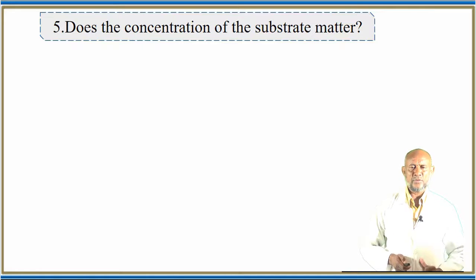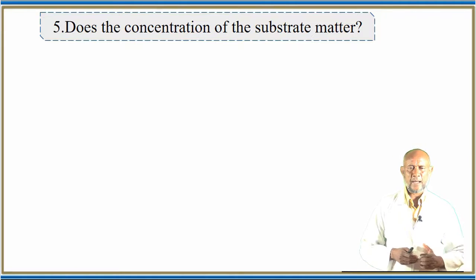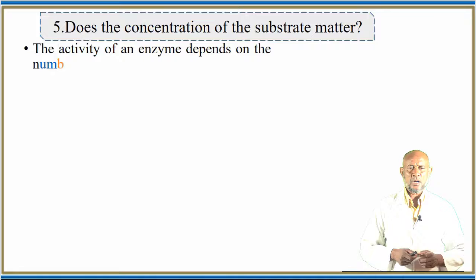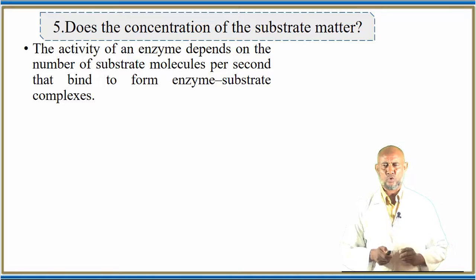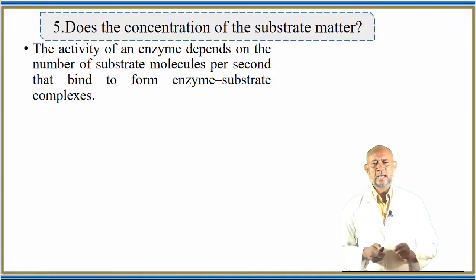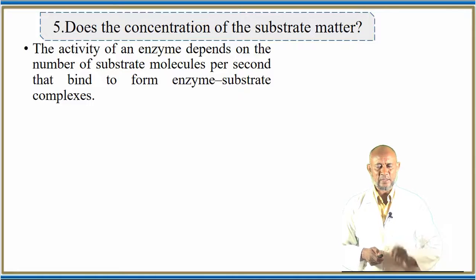Now let's look at the fifth factor which affects the activity of the enzyme. Does the concentration of the substrate matter? Yes, of course. The activity of the enzyme depends on the number of substrate molecules per second that bind to form enzyme substrate complex. Therefore, the concentration of substrate is one of the factors that affects the rate of the enzyme activity.